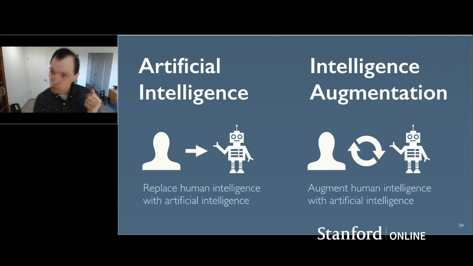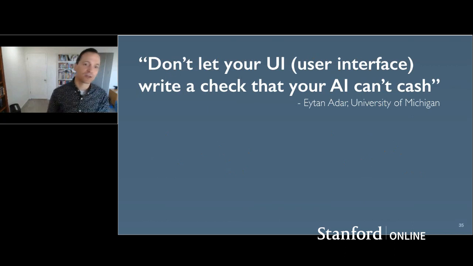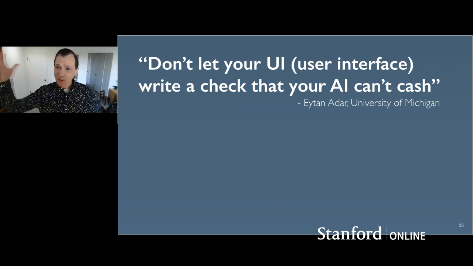Now, this all sounds great, but AI doesn't always work. And as my colleague Eitan Adar at the University of Michigan likes to point out, I love this quote of his, never let your UI or your user interface write a check that your AI can't cash. What he means by that is that people end up building these interfaces that are sort of promising the world, and the AI ultimately can't execute on it.